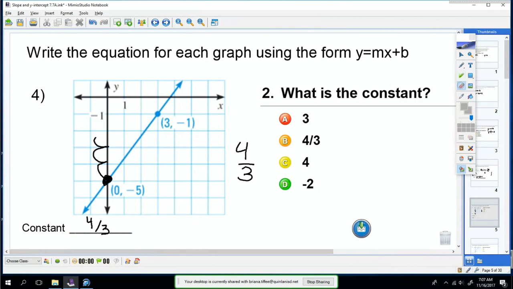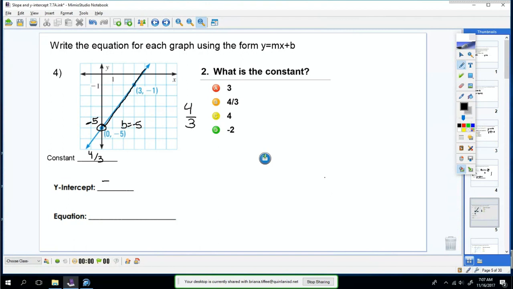So now we got to find our y-intercept. So again, we're going to put a finger on our line, and we're going to go down, down, down, down, down. We're going to keep going down until we hit the y-axis. We hit the y-axis at negative 5. So then my b is negative 5.